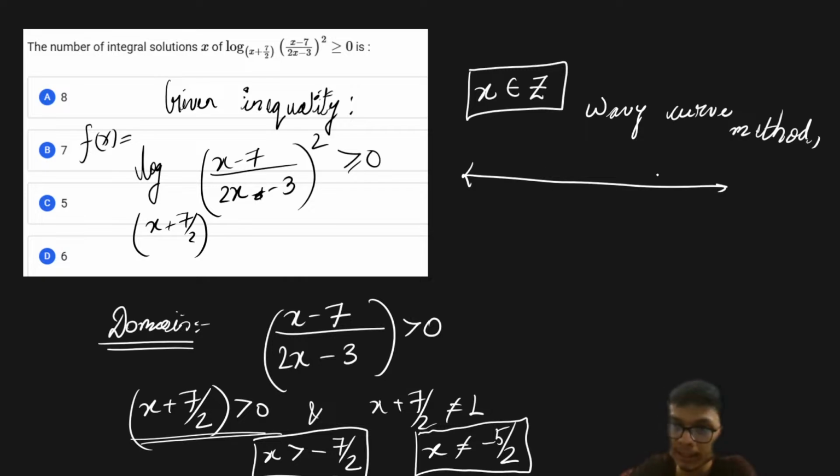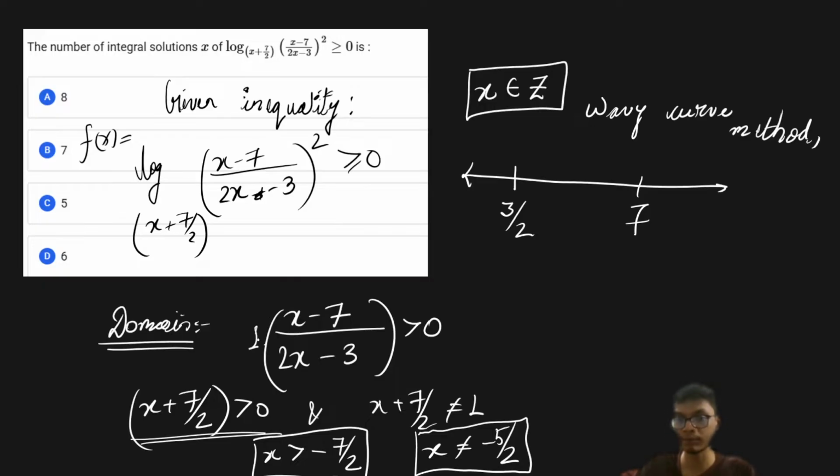And you plot them on the number line in increasing, ascending order, right? If you see over here, x equal to 7 will put the numerator as 0, and similarly x equal to 3 by 2 will put the denominator as 0. So let us plot them on the number line in increasing order, that is 3 by 2 and then 7, right? And then we will see what the coefficient of the highest power is that is present over here.